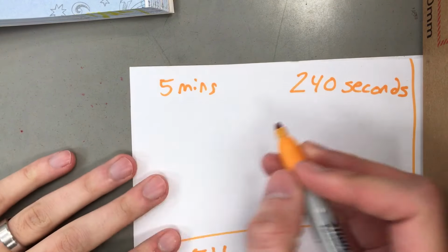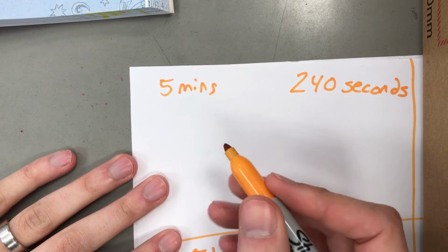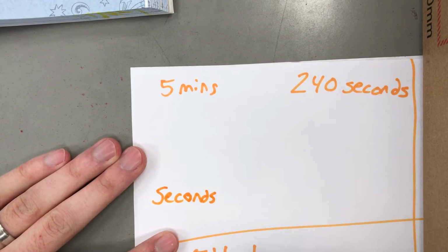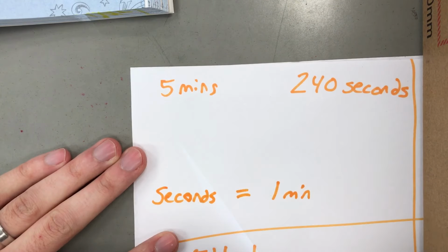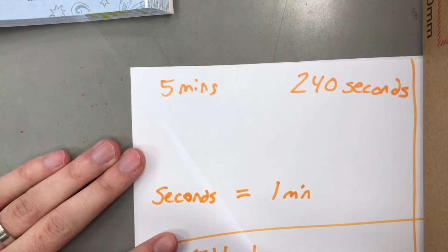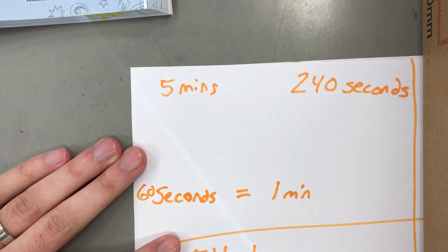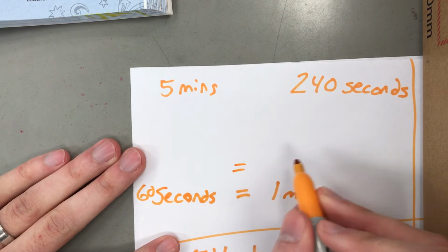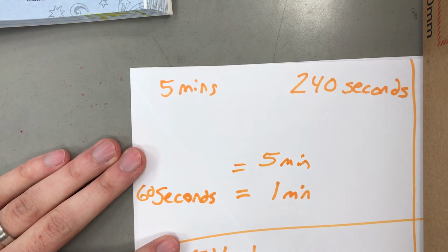So how do we go back and forth between this? Well, I know we have 5 minutes here. So how many seconds are in just 1 minute? Okay, it's okay to say that out loud. Well, that would be 60 seconds in 1 minute. So how can I use this to help me here? If 60 seconds equals 1 minute, then how many seconds are going to be in 5 minutes?